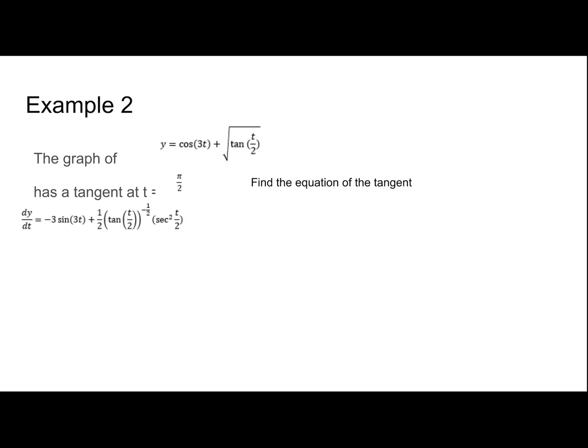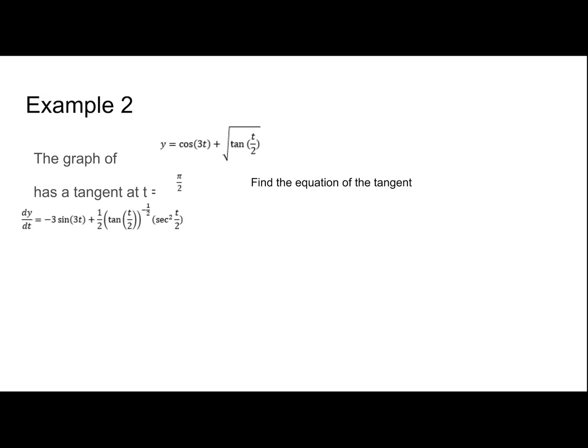So we need to differentiate: dy over dt equals negative 3 sine 3t, because we have cos 3t, so the derivative of cos is negative sine, multiplied by the derivative of the inner function. The derivative of 3t is just 3, so we multiply by 3. So negative 3 sine 3t.